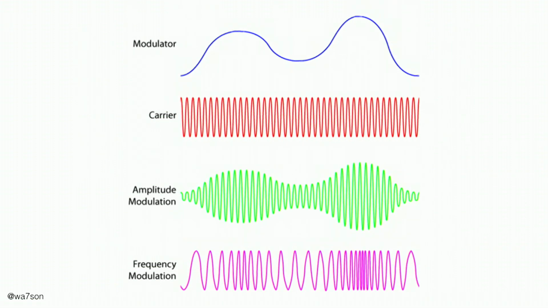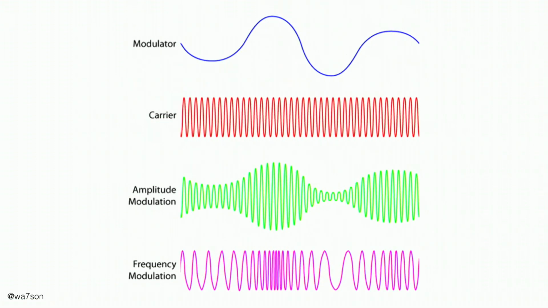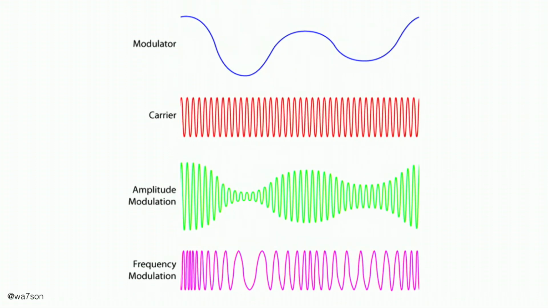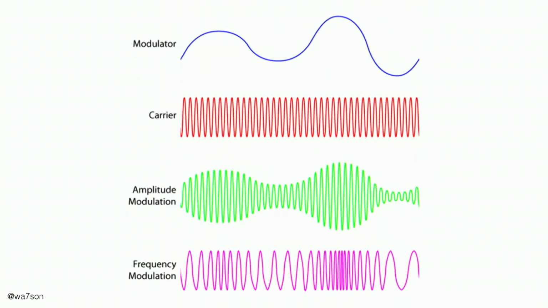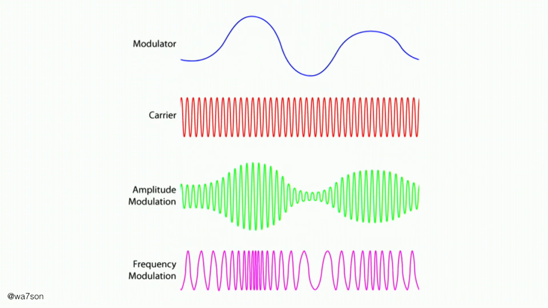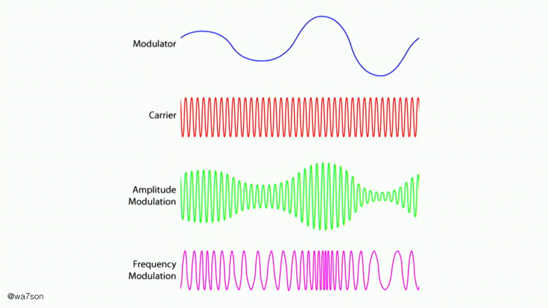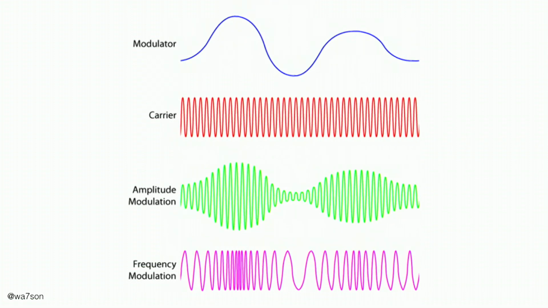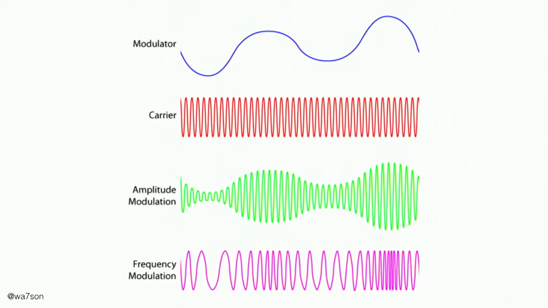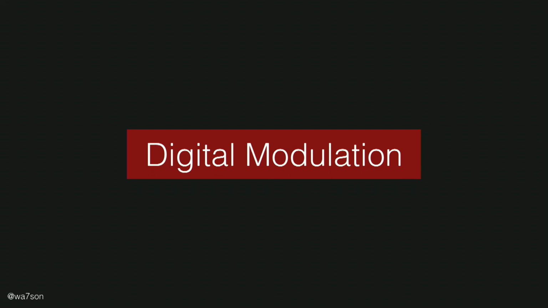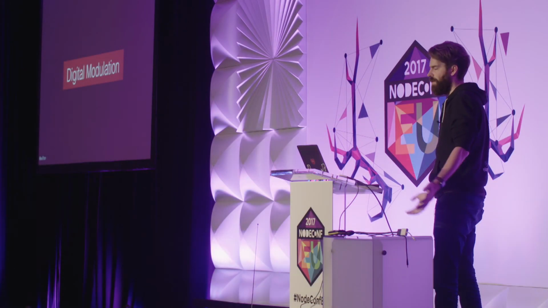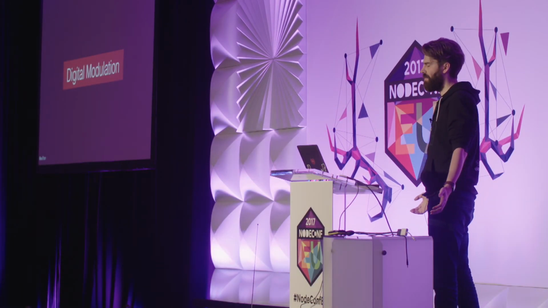So after that, frequency modulation came. It's a little bit more complicated, but it's basically the same thing. You have the slow-moving wave on top. You have the carrier in red. And then in the bottom, you have the frequency modulated wave, where the frequency basically changes depending on the incoming signal. So we've had that for a long time, and that's worked very well for our radio, AM and FM.